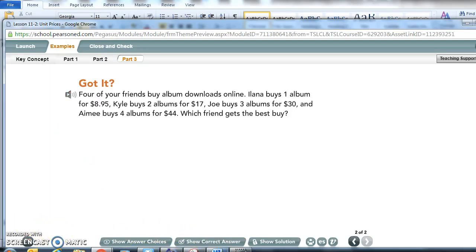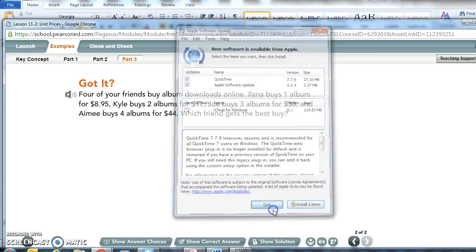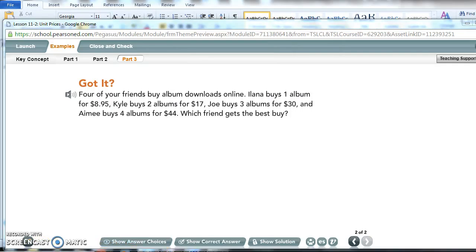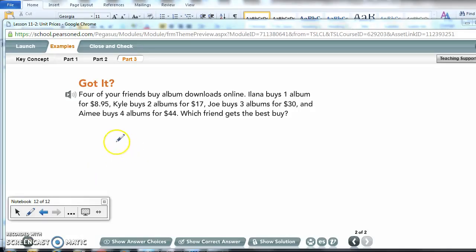So I'll help you set this one up. You're going to have to go through and figure out who got the best buy. So in order to do that, where is my handy dandy pen? Let's go through. So we know that this girl whose name starts with an L, I'm just going to put L, she bought 1 album for $8.95.